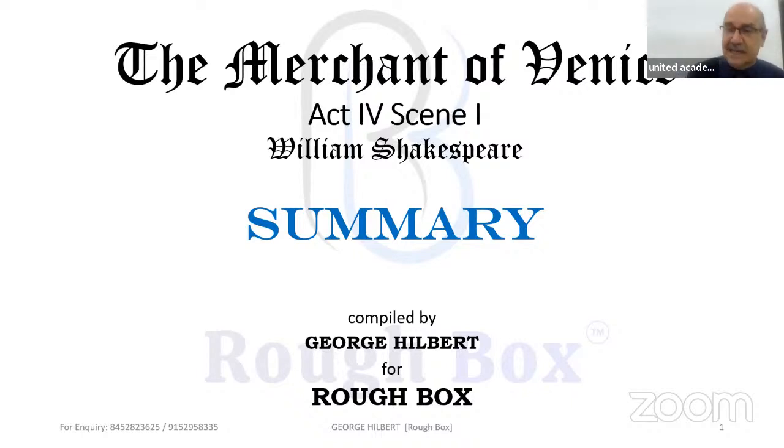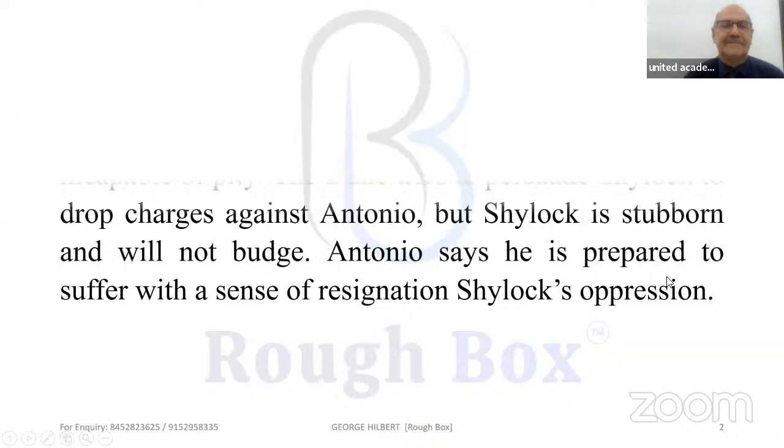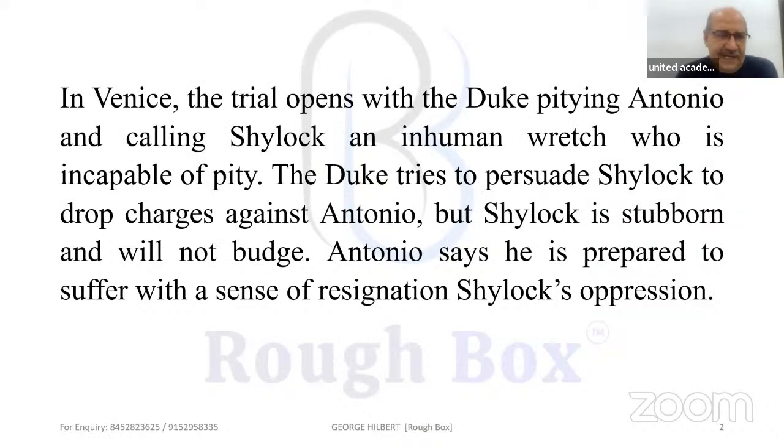Having said that, let's get down to the summary of The Merchant of Venice, Act 4, Scene 1. In Venice, the trial opens with the Duke pitying Antonio and calling Shylock an inhuman wretch who is incapable of pity. The Duke tries to persuade Shylock to drop charges against Antonio, but Shylock is stubborn and will not budge. Antonio says he is prepared to suffer with a sense of resignation Shylock's oppression.